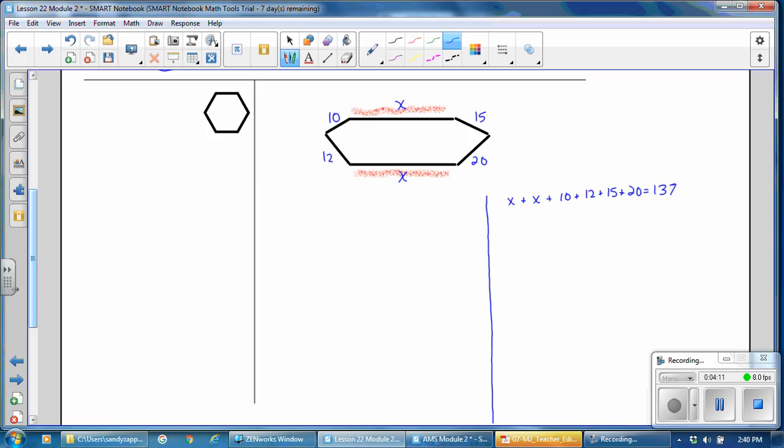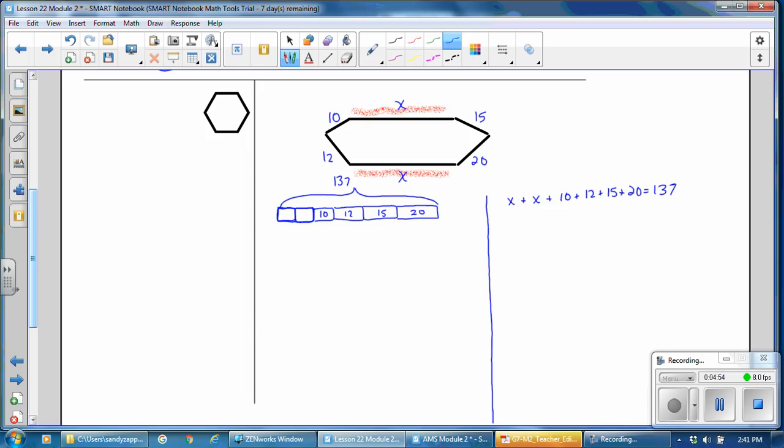Also, we're going to make a tape diagram for this. We know that the total is 137, so we'll make our diagram with an empty box for the x, another empty box for that x, and then the other ones we know how much they are. So this part of the fence is 10, this part of the fence is 12 feet, the next part of the fence is 15 feet, and the next part of the fence is 20 feet. And I didn't know how big to make these boxes, but I do know they need to be the same size. And all of this represents 137 feet.